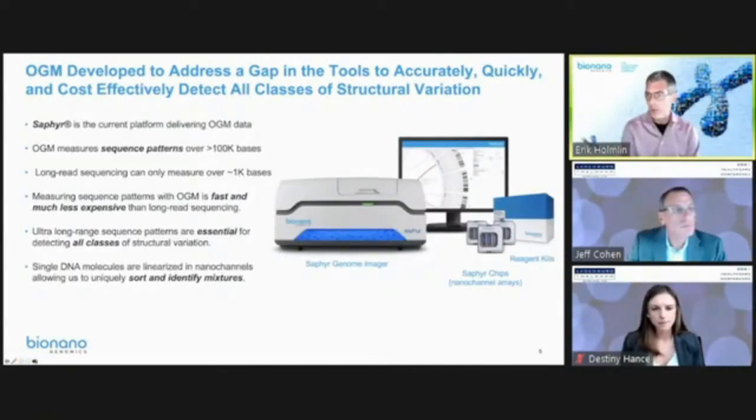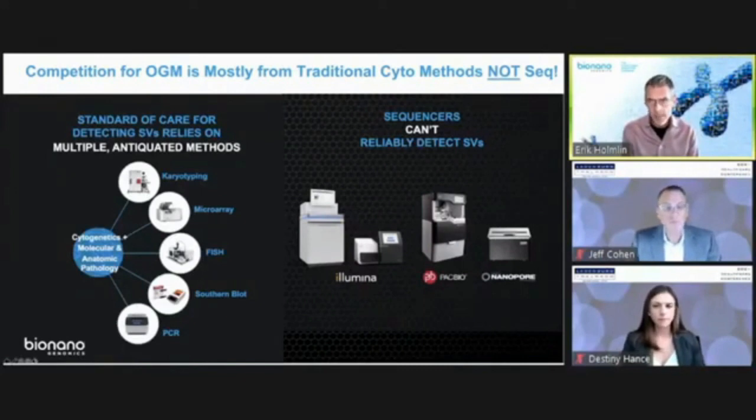Long-read sequencing can only see about 10,000 base pairs. It says 1,000 base pairs, but it's really about 10,000 base pairs, whereas we're looking over hundreds of thousands of base pairs.